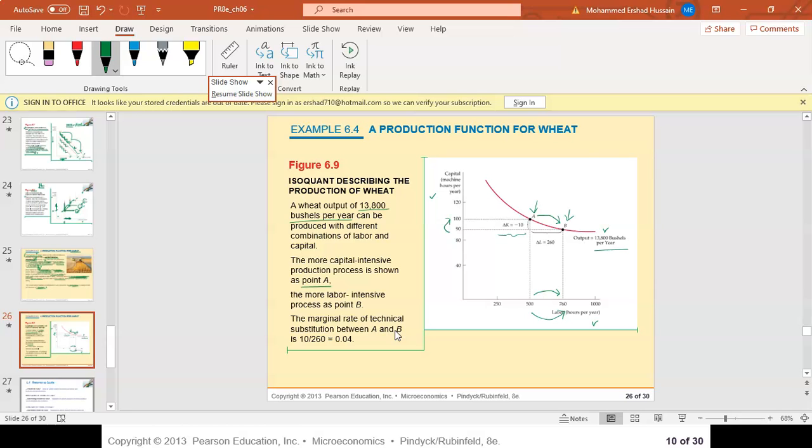And now if you want to find out the marginal rate of substitution between A and B, you just divide this delta K over delta L, put a negative sign in, and that gives the MRTS. Now let us see, this is minus 10 and this is 260. So minus minus 10 over 260 equals 1 divided by 26, which is 0.04. Is that okay? 0.04.